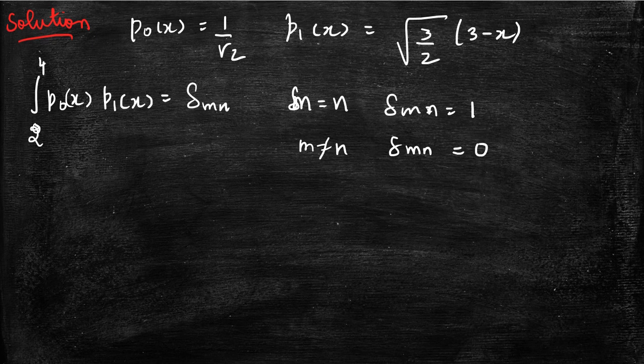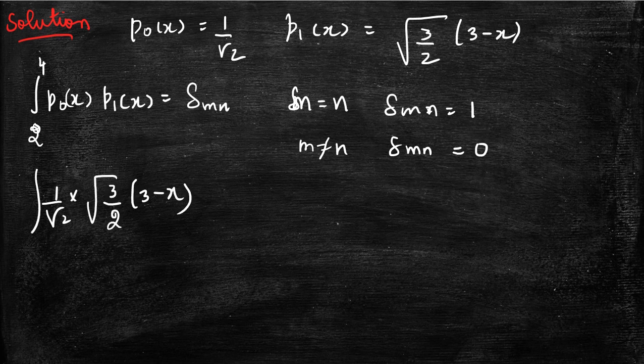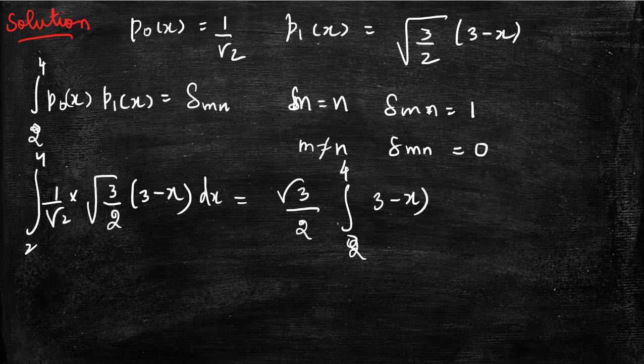So now here m is not equal to n, so this RHS should be equal to 0. Let us see if the RHS is getting 0 or not. The P naught of x is 1 by root 2 into root 3 by 2, (3 minus x), integral 2 to 4. So I am going to write this as root 3 by 2, integral 2 to 4, (3 minus x) dx, which will give me root 3 by 2 into (3x minus x square by 2) at 2 to 4.